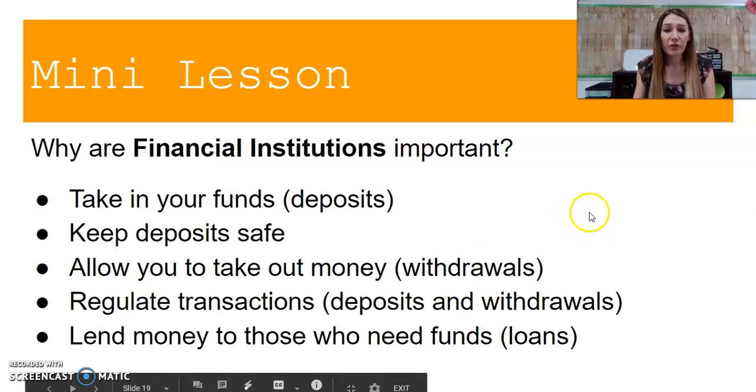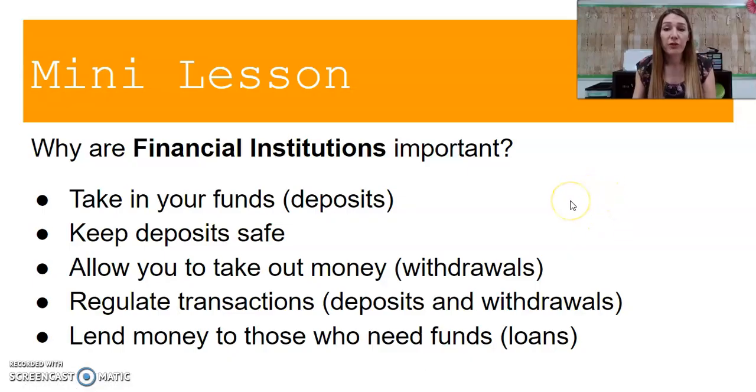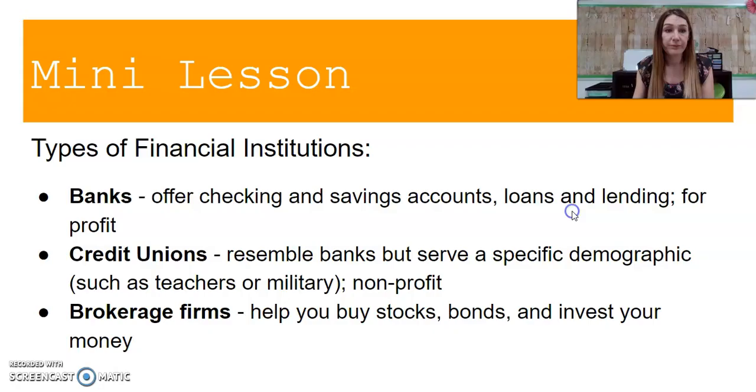So why are financial institutions important? So financial institutions take in your funds. These are called deposits. You're depositing your money into the bank. They keep this money safe, and they allow you to take out money. So this is called a withdrawal. When you withdraw something, you're taking it out. They also regulate these transactions, these deposits and withdrawals, and they lend money to those who need funds. You might know this as what's called a loan.